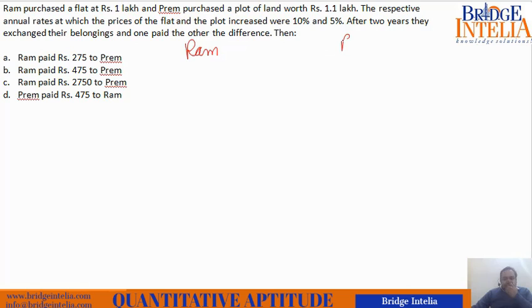and Prem. So they both have land. So Ram has a land or a flat, that means a property which is worth rupees 1 lakh. So 1 followed by 5 zeros. Prem has a property which is worth rupees 1.1 lakh. So 1 lakh 10,000. So this is the initial value of property.